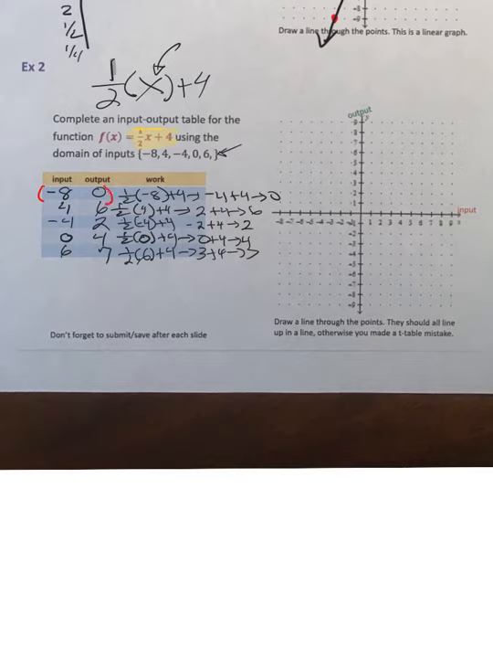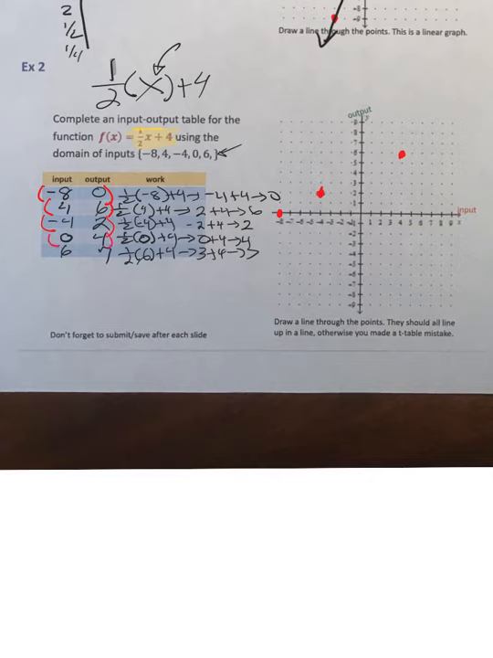So we need to plot -8, 0. So -8 is the input, and 0 is the output. That'd be right there. Then we need to plot -4, 6. -4 is the input, and it goes all the way up to +6 is the output. Then -4, 2. So -4 is the input, +2 is the output. That would go right there.